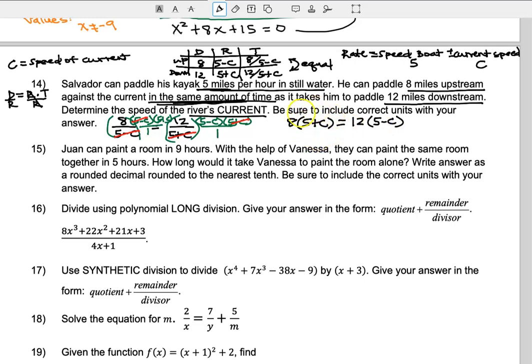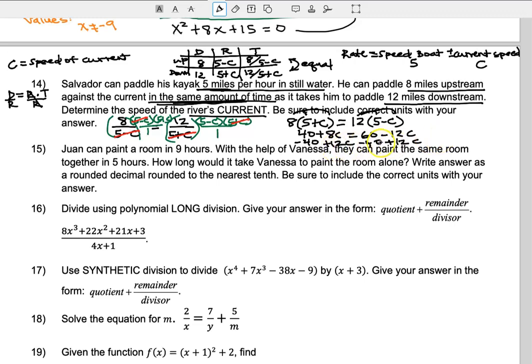Most of the time I think people think, next step, let's distribute those through. That's a great next step. So we've got 40 plus 8c equals 60 minus 12c. Let's get our c's on one side and our whole numbers on the other. So I'm going to add the 12c over this way, and then I'm going to subtract the 40 over this way.